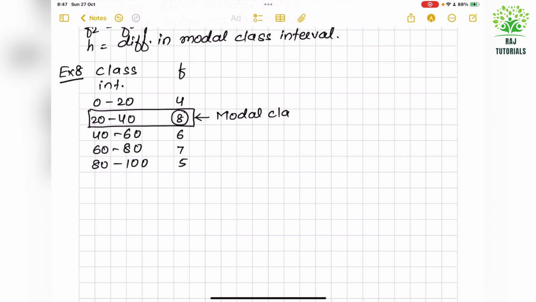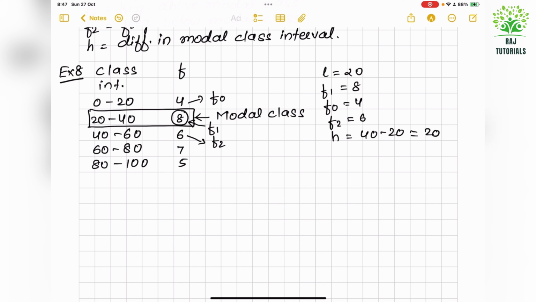Now F1 was the frequency of modal class. So 8 is F1, 6 will be F2 and 4 will be F0. Now L will be the lower limit. So L equal to 20, F1 equal to 8, F0 equal to 4, F2 equal to 6, and H will be 40 minus 20, so that is 20. So now let me use the formula: mode equal to L plus F1 minus F0 upon 2 F1 minus F0 minus F2, into H.